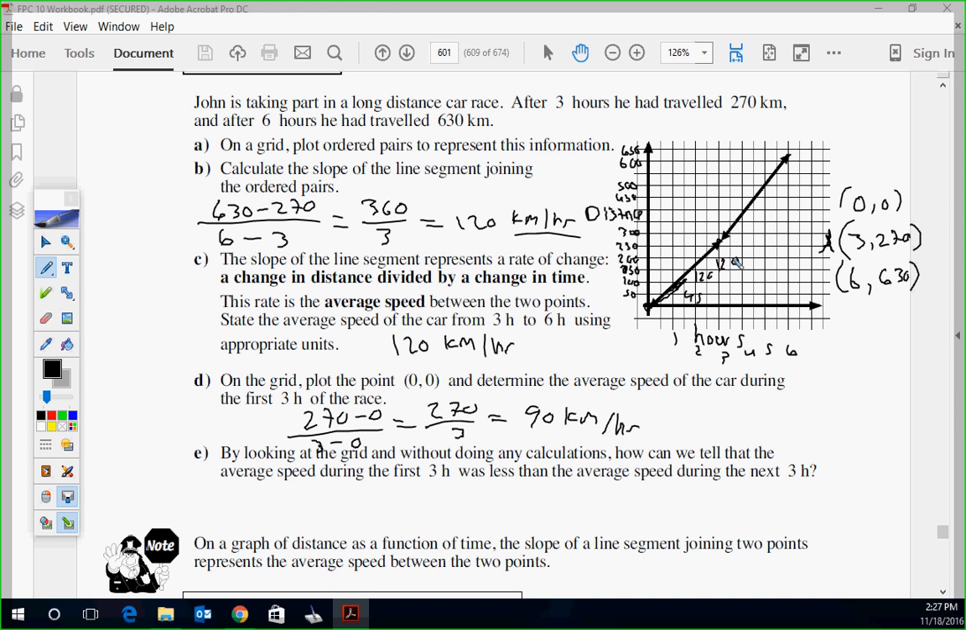So even if we average the ends, let's do that. We did this in the last class. Let's see what the average over 6 hours is. So 630 minus 0, 630 over 6, right? What's that going to be? It's not quite 120. 105. So see what happens is it's getting closer because it's leveling out. Okay? That's a good little investigation there.